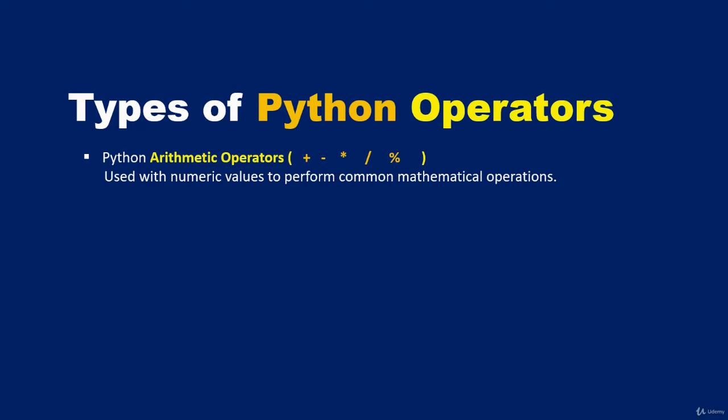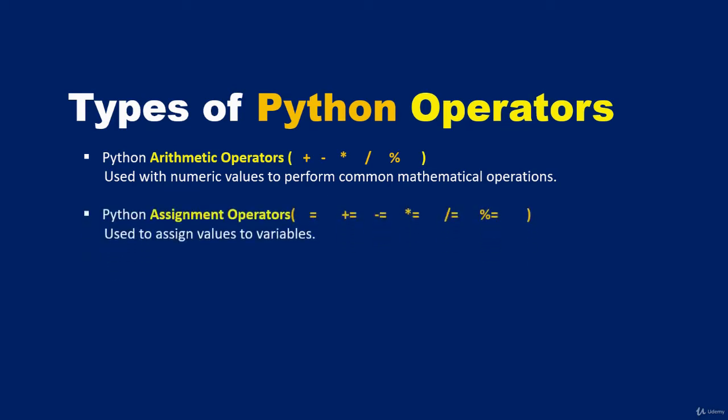The next type of operator is the assignment operators, and these are basically used to assign values to variables. So these are what the symbols look like: equals, plus equals, minus equals, multiplication equals, division equals, and modulo equals.